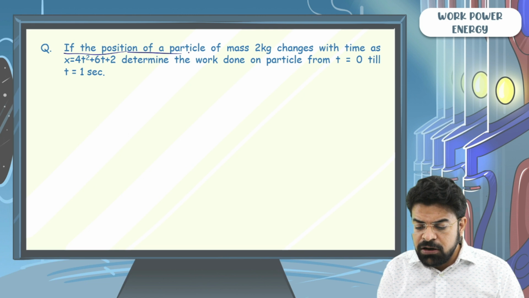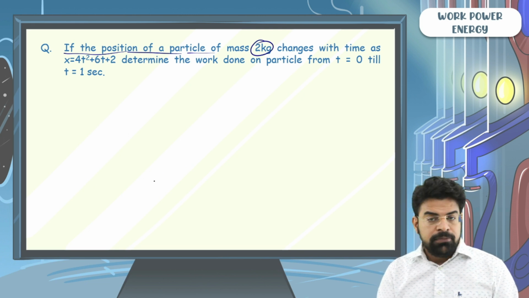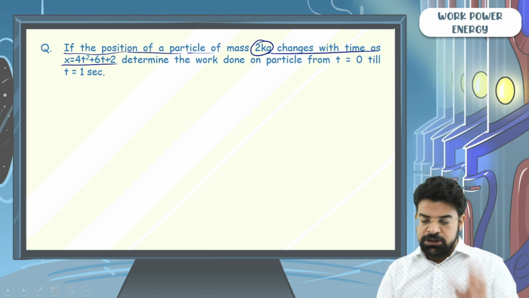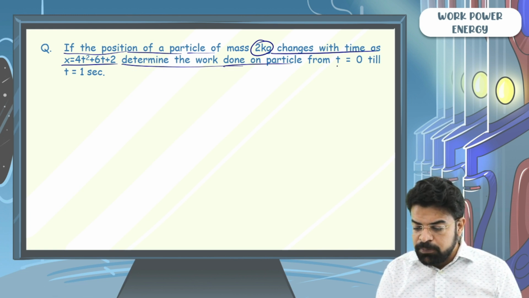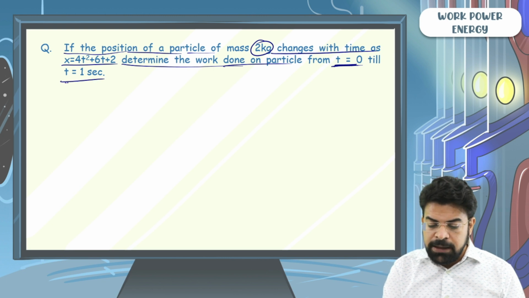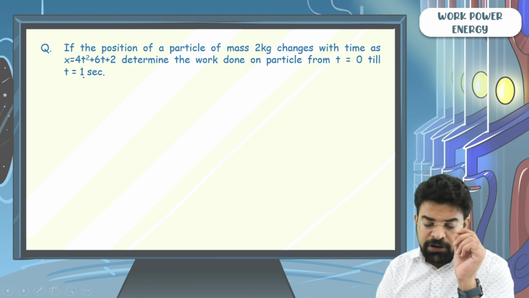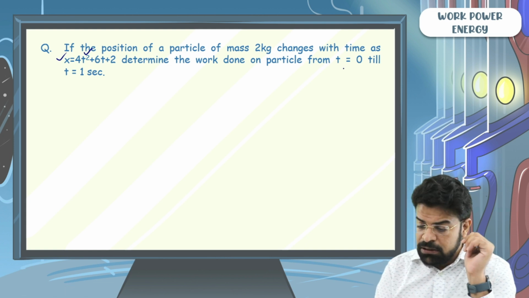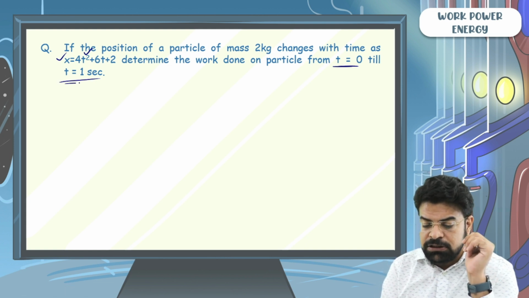If the position of a particle of mass 2 kg changes with time as x equals 4t square plus 6t plus 2, determine the work done on the particle from time equals 0 till time equals 1 second. So they have given you position as a function of time and you have to find the work done on the particle within a certain time frame.